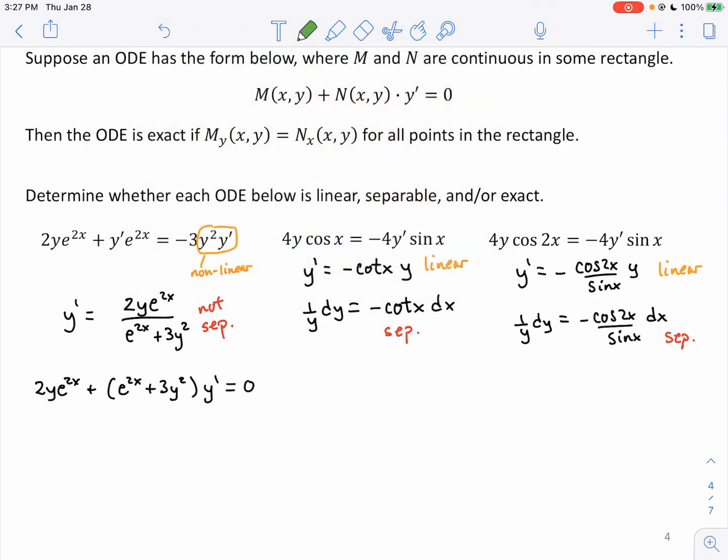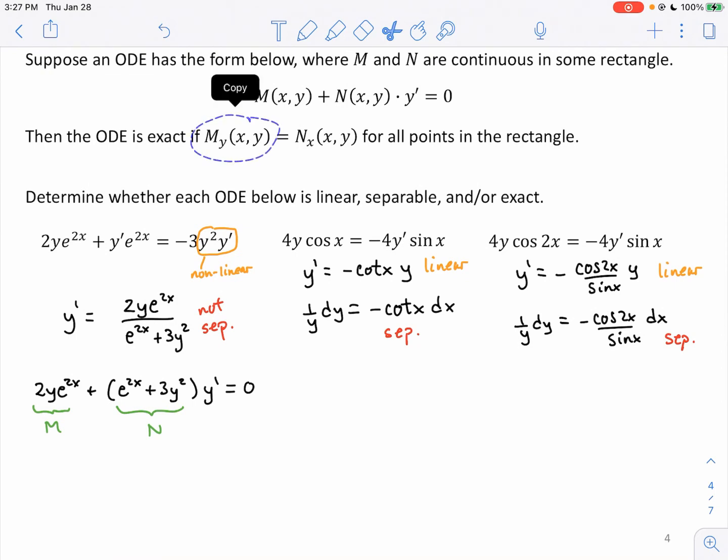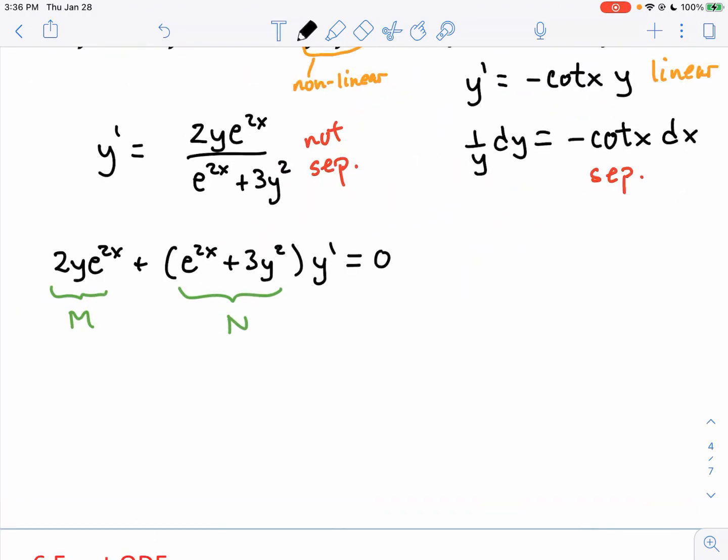Let's indicate that. Now, to determine whether this is exact, I have to do a partial derivative of m with respect to y, and then do a partial derivative of n with respect to x. And if I get the same thing, then we have an exact differential equation. Okay, now I want to do a derivative of m, but with respect to y. So treat the x like a constant, which means that the e to the 2x and the 2 are all just like constants times a y. And when you differentiate a constant times y with respect to y, you just get the constant. So you just get the 2e to the 2x.